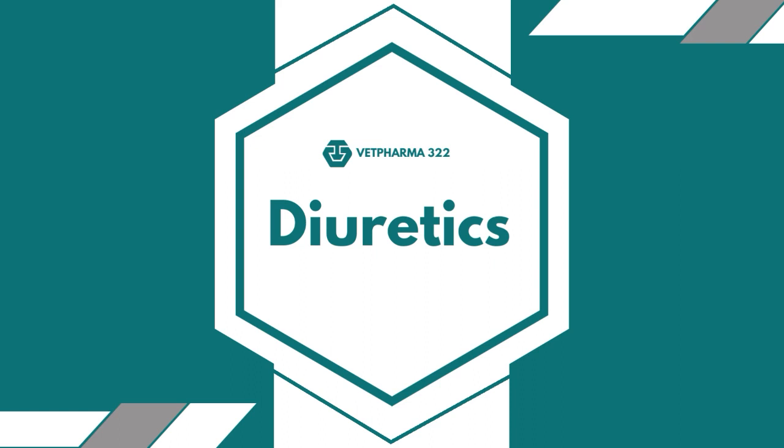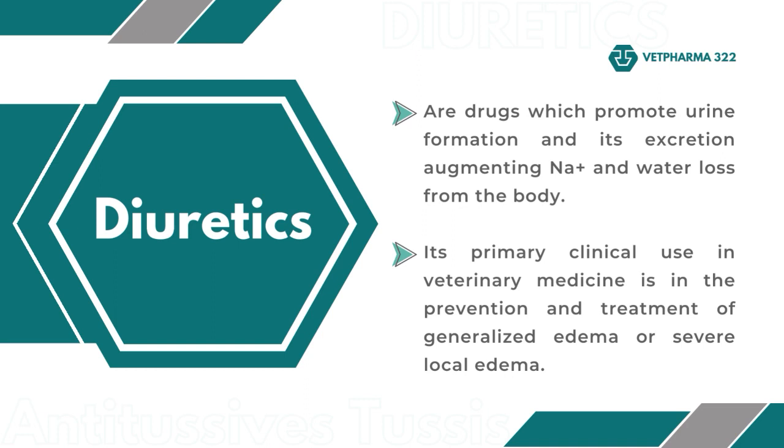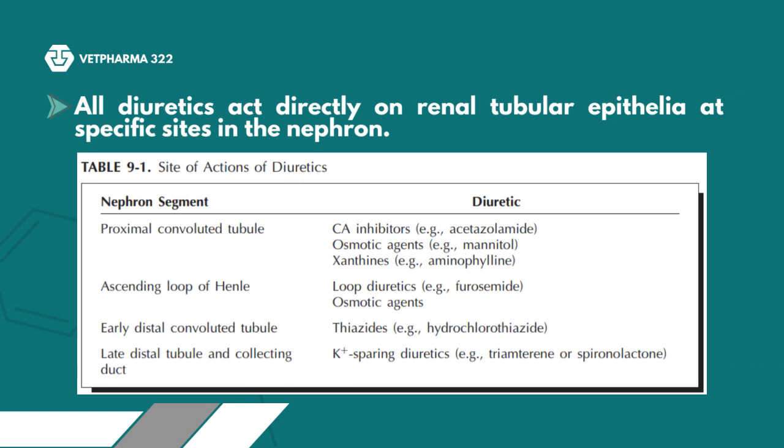First are the diuretics. Diuretics are drugs which promote urine formation and its secretion, augmenting sodium and water loss from the body. Its primary clinical use in veterinary medicine is in the prevention and treatment of generalized edema or severe local edema. All diuretics act directly on renal tubular epithelia at specific sites in the nephron. The table shows the sites of action of diuretics.